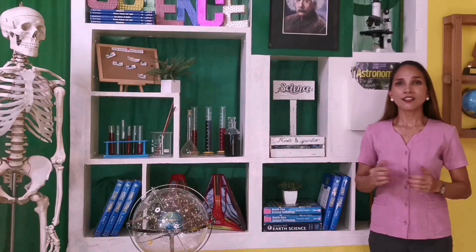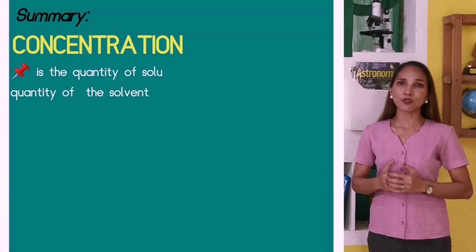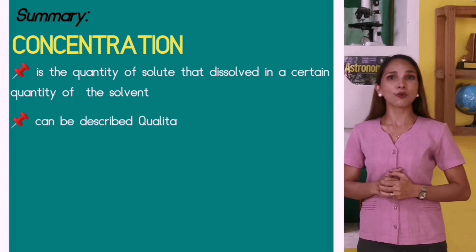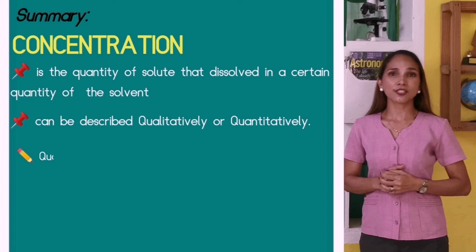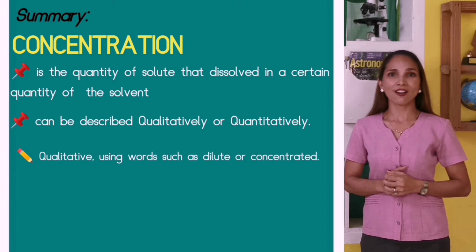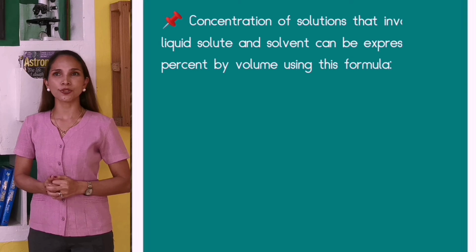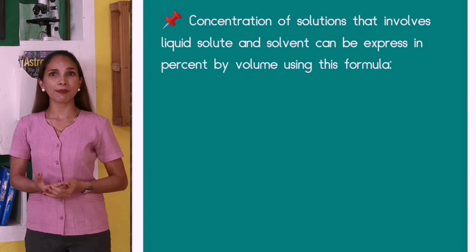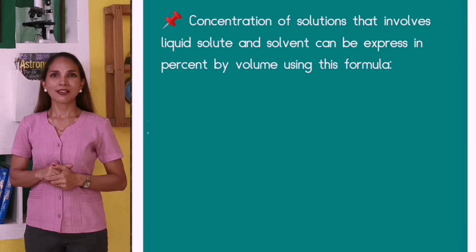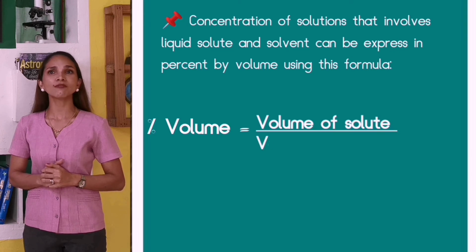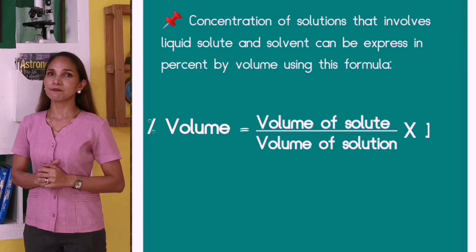Wow! Good job! To summarize our lesson, concentration is a quantity of solute that dissolves in a certain quantity of solvent. It can be described as qualitative and quantitative. Qualitative using the terms such as dilute and concentrated. Quantitative using numbers. Concentration of solution involving liquid solute and solvent can be expressed as percent by volume using this formula. Percent by volume is equal to volume of solute divided by volume of solution times 100%.